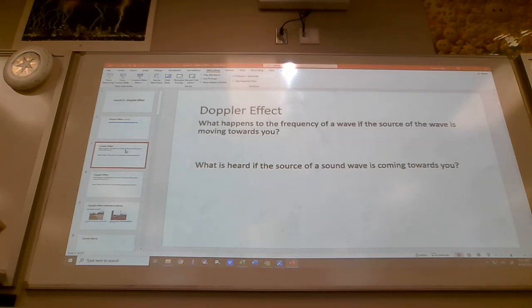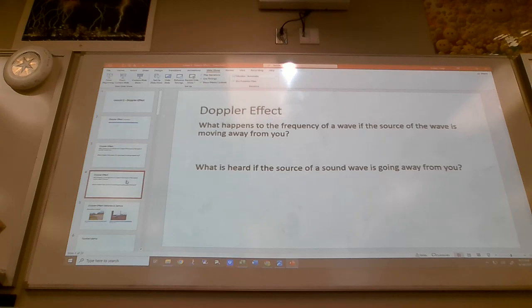If this is a sound, okay, so this was a water wave. This Doppler effect works with all waves. What would we perceive if we had a higher frequency of sound? Higher pitch. And when it was moving away from you, how would you describe the frequency? Lower pitch and lower frequency. If it was a sound wave, you would hear a lower pitch.